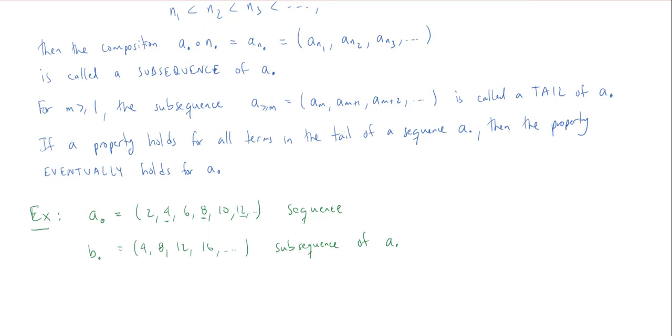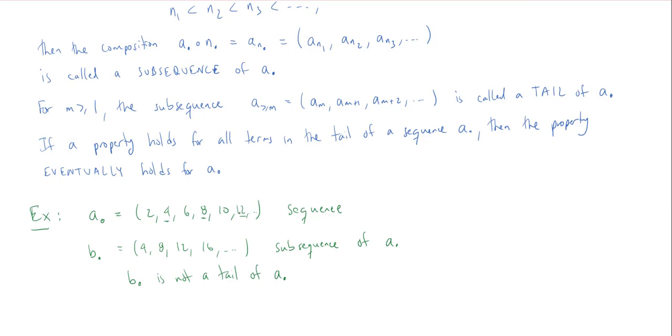However, B is not a tail. So it is not a tail of A. And it's not a tail because there's no point at which I'm just getting all the rest of the terms of A. I keep skipping every other term in A. So B is a subsequence, but it's not a tail.